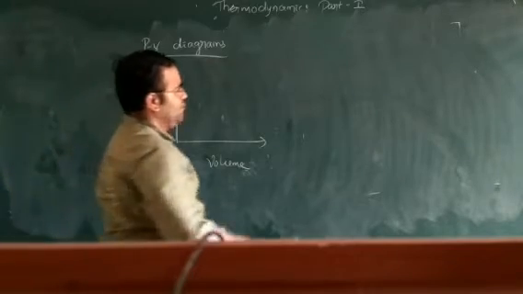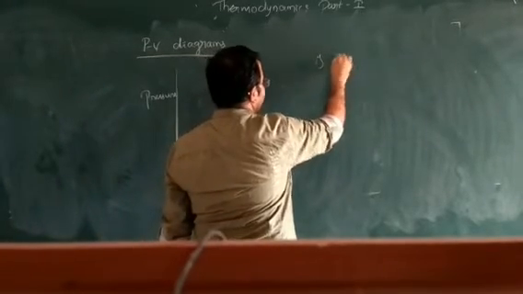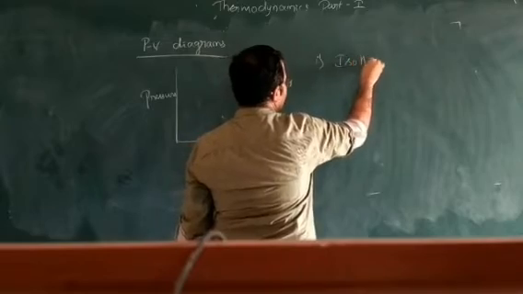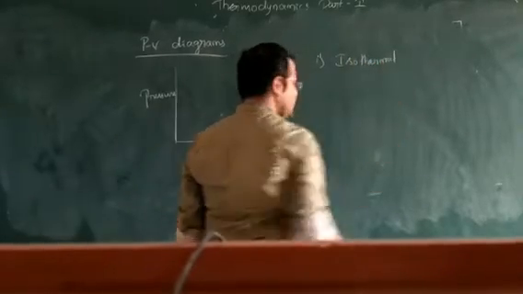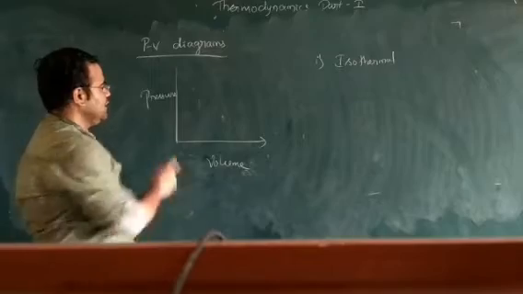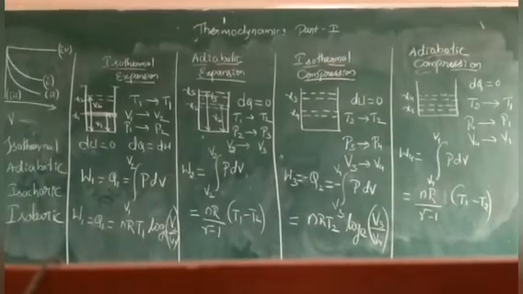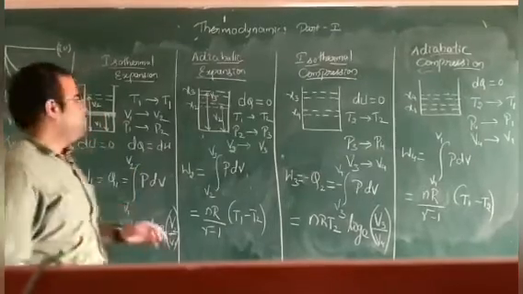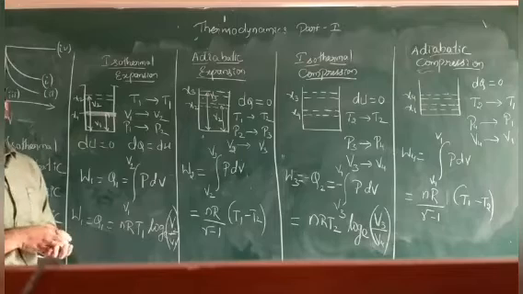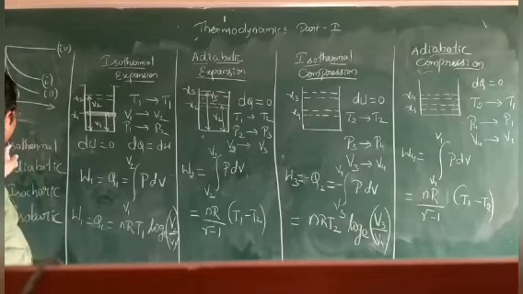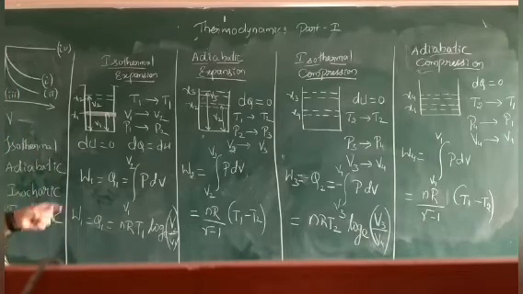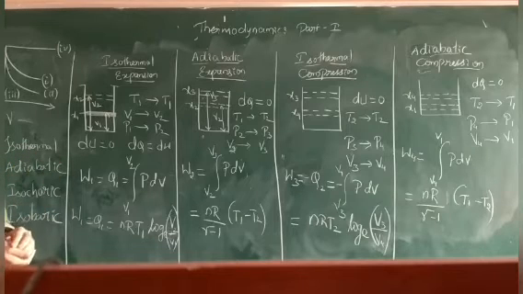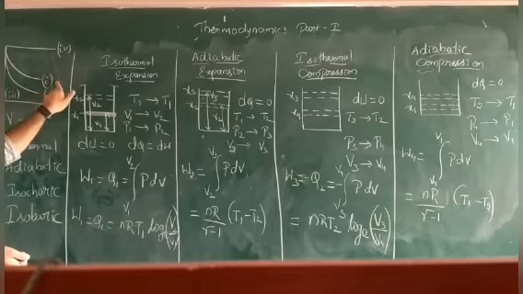In that, the first process we observed is isothermal. In an isothermal process, temperature remains constant. So when we discuss the PV diagrams, we take the isothermal process first, where temperature remains constant, and you are going to observe this curve corresponding to the isothermal process.